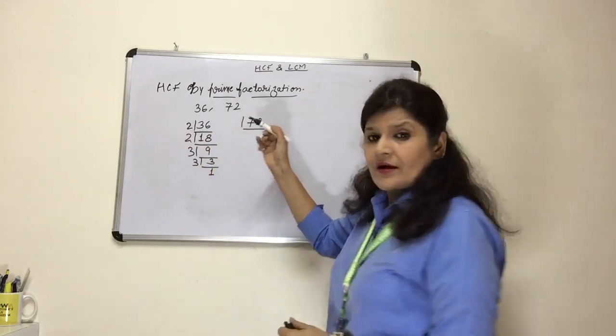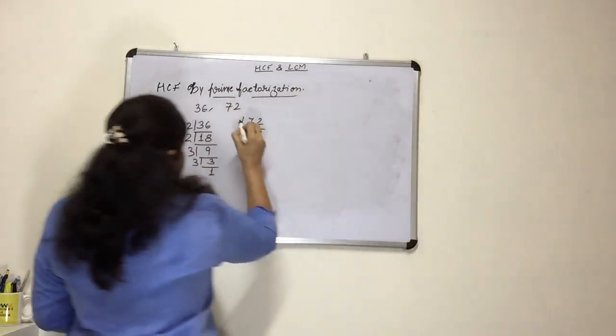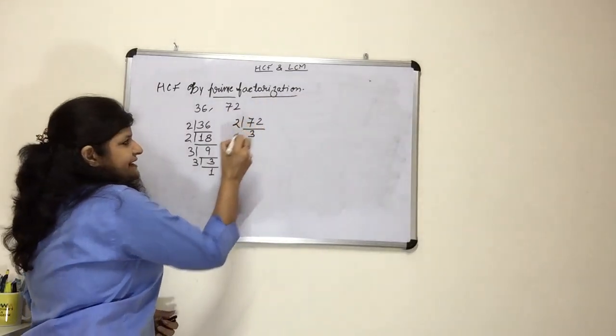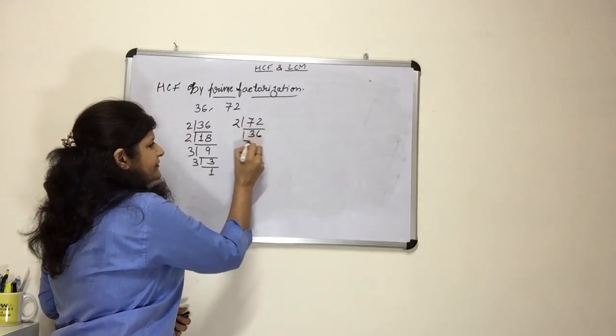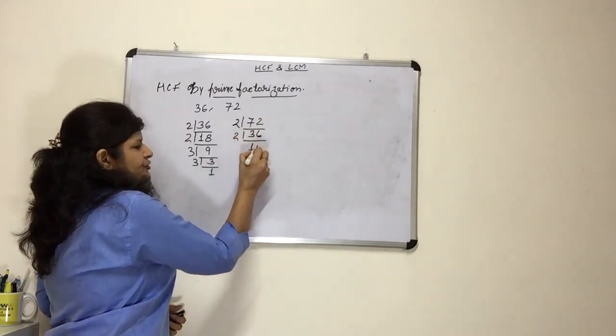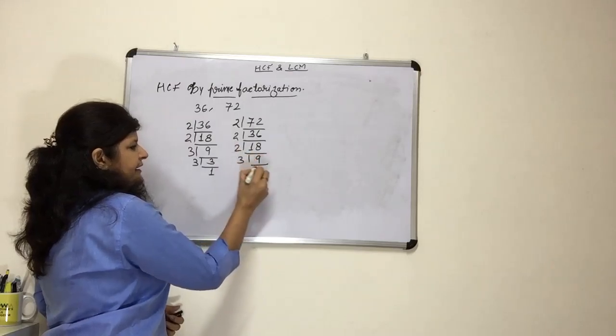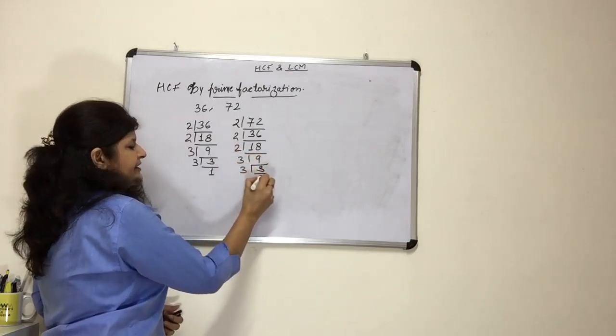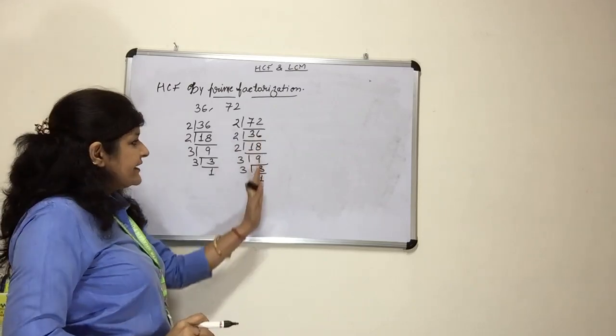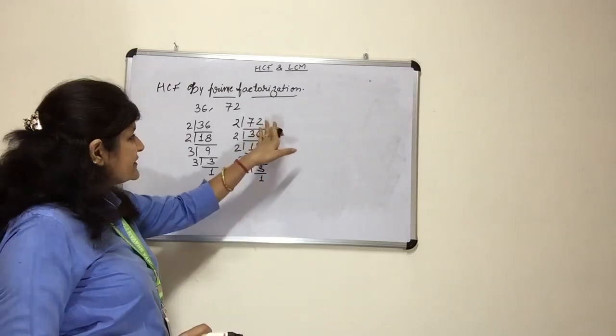Now 72, we are coming to 72. So how will we divide 72 by 2? 2 threes are 6, 2 sixes are 12, 2 ones are 2, 2 eights are 16, 2 nines are 18, 3 threes are 9 and 3 ones are 3. These are the prime factors of 72.